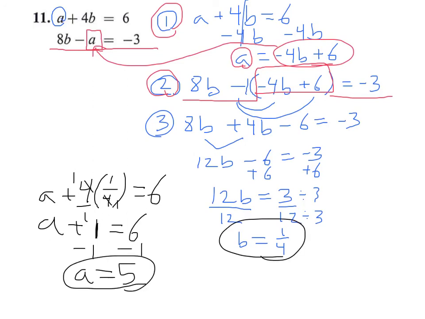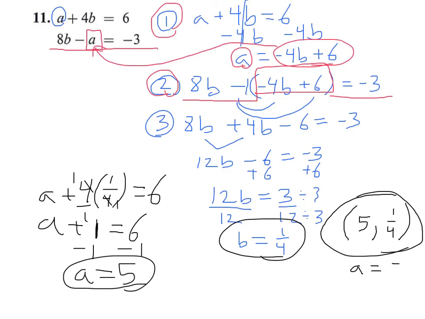You could write this as A alphabetically comes first, so you could write this as 5 comma 1/4, or you could leave it as A equals 5 and B equals 1/4. Now we could just double check that really quick. I'm just going to make this smaller.